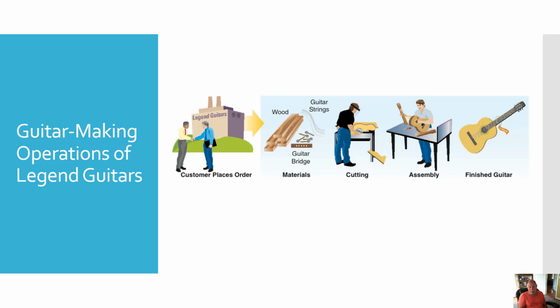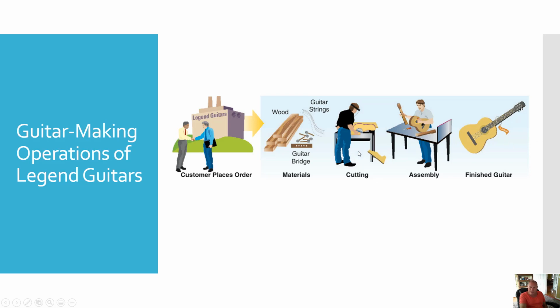the guitar making operations of Legend Guitars. If you look at the process that we go through, a customer places the order, you get the materials. In this case, they have wood, strings, bridges, other things. Then they cut the wood, they assemble it, and then you have a finished guitar. So this is the process.